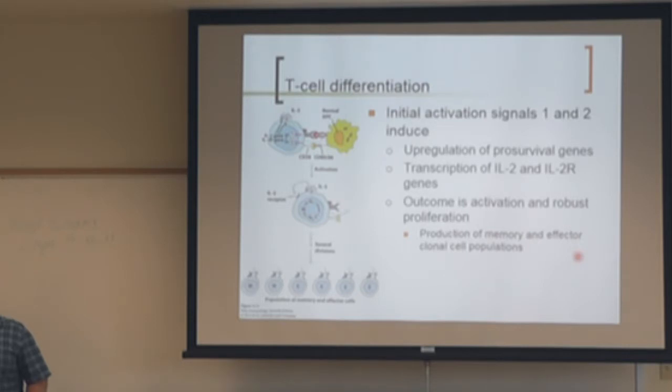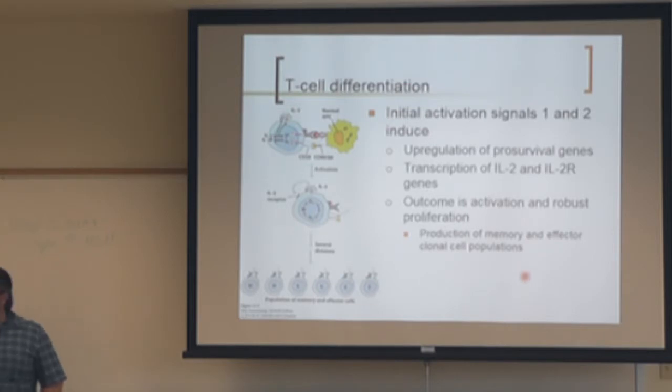So that initial activation, signal 1 and 2, induces upregulation of pro-survival genes, and transcription of the IL-2 and IL-2 receptor genes occurs. This is all going to occur shortly after the activation, and the outcome is proliferation and production of effector clonal cells. So you get some memory cells, some effector cells.